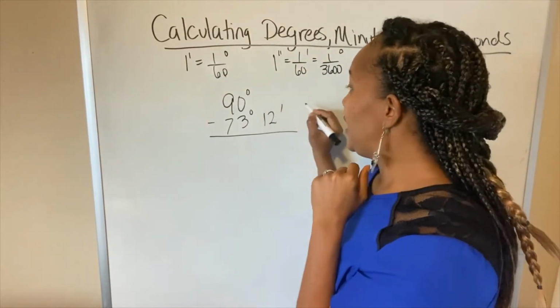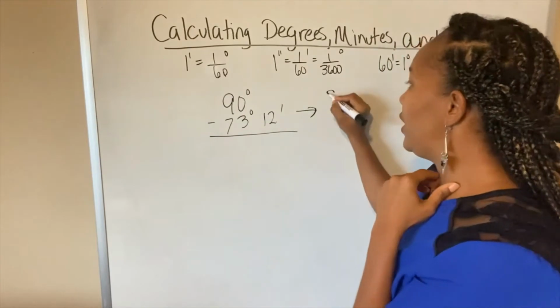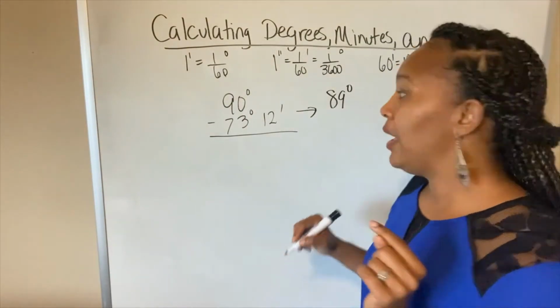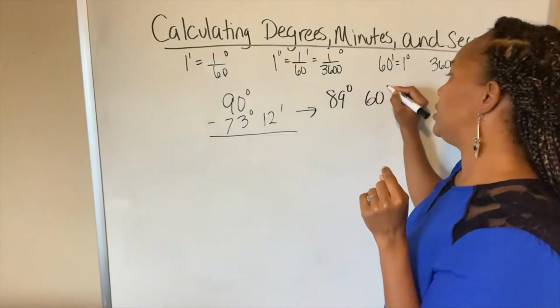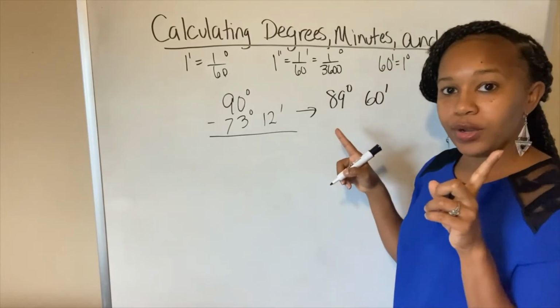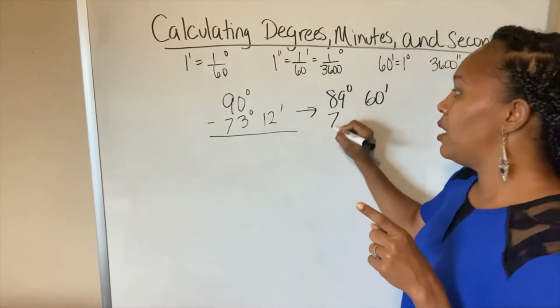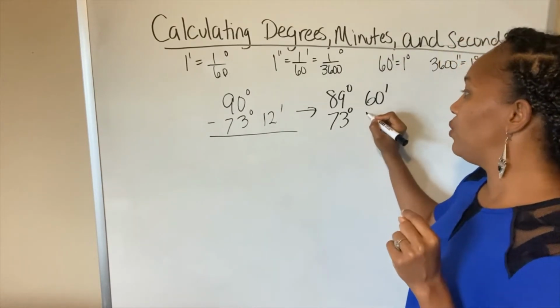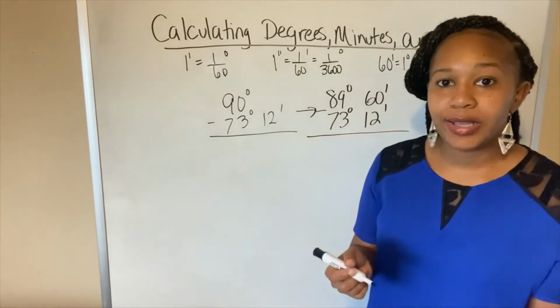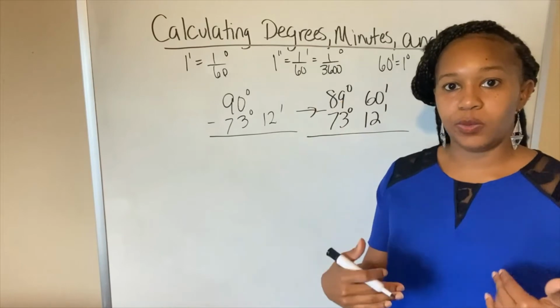So that means I need to convert this 90 degrees to 89 degrees. So I took one of the degrees from the 90, and now I'm going to make that into minutes. So that 1 degree that I took, I turned it into 60 minutes because 1 degree is equal to 60 minutes. And then that gives me 73 degrees and 12 minutes at the bottom still. And so now I can subtract it because I have something to subtract the 12 from.